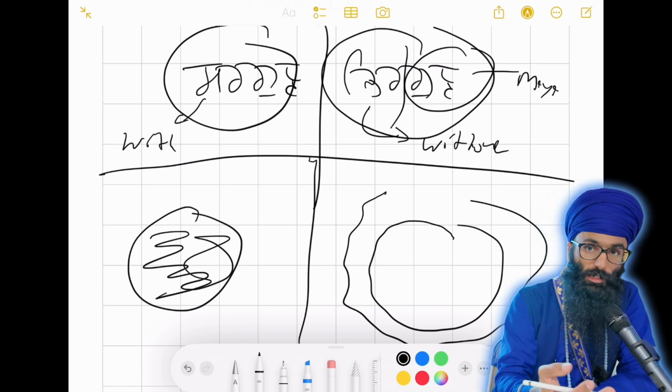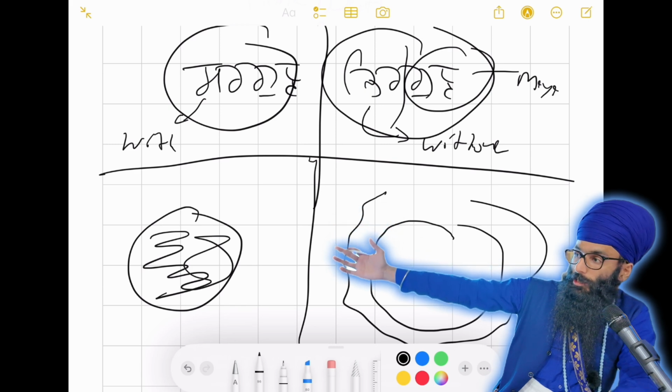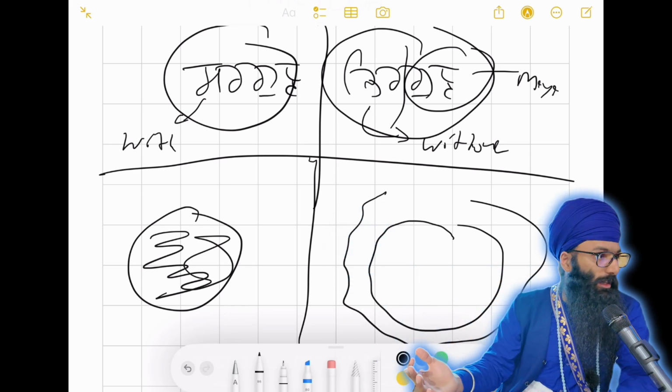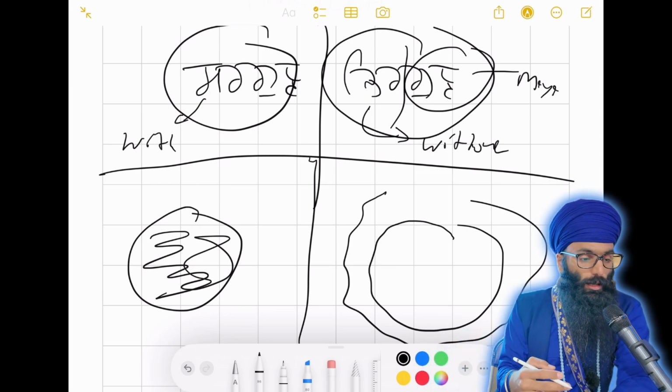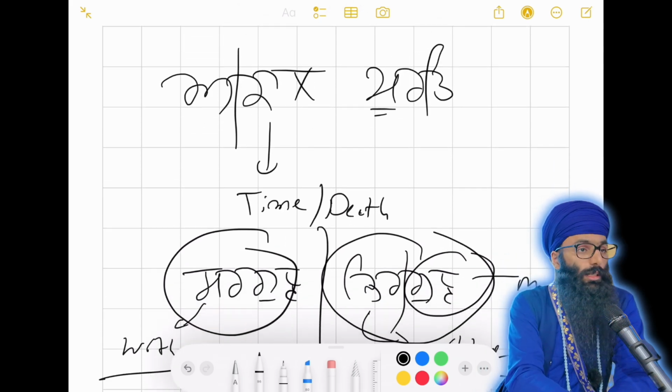So in Gurmat tradition, we don't believe that God is only far away from this creation. We say He's within as well. Whatever we see is Him. There's nothing besides Him. So that's why the word Akal Murat makes sense, because He's within time and He's outside time.